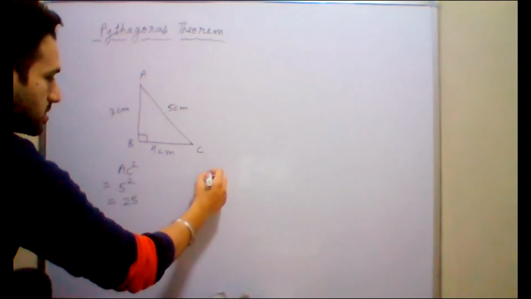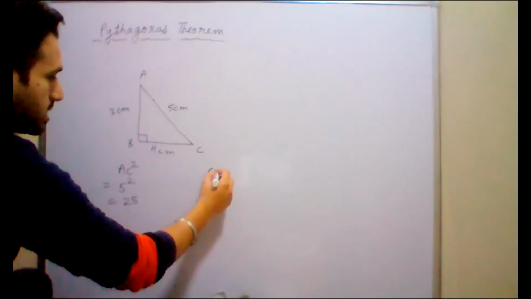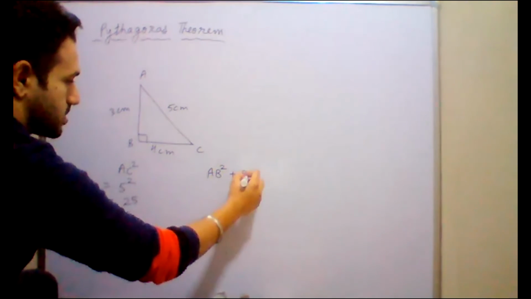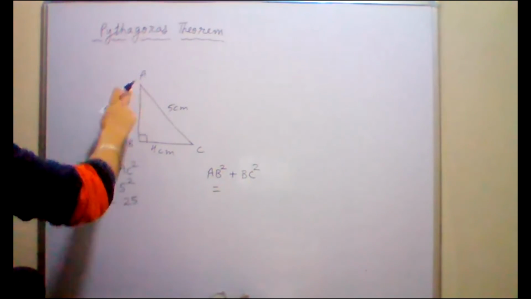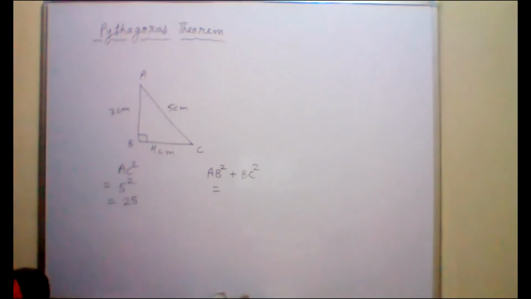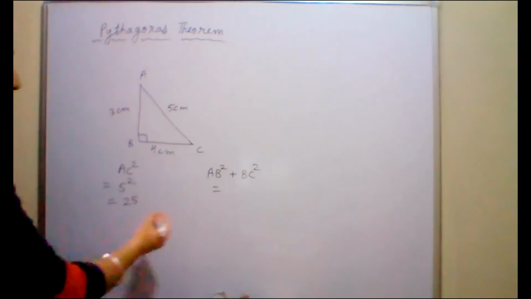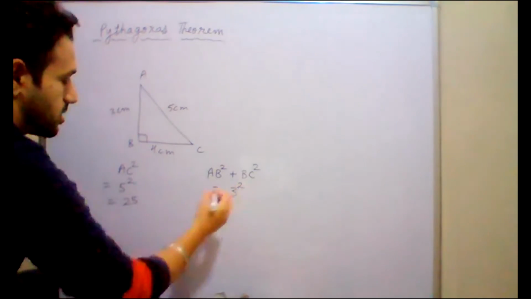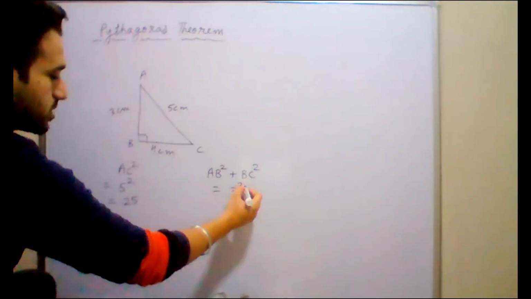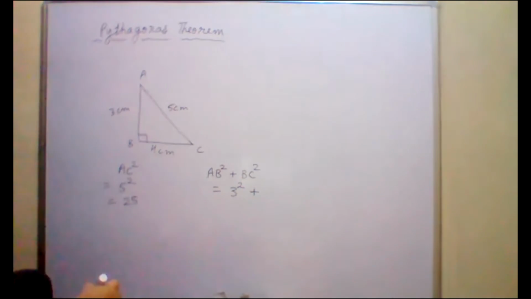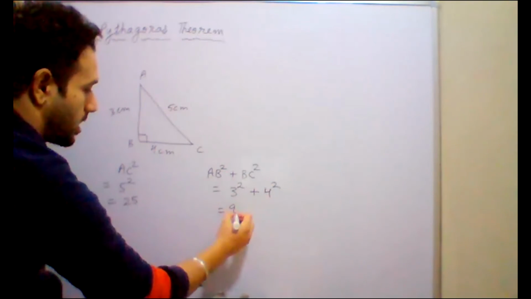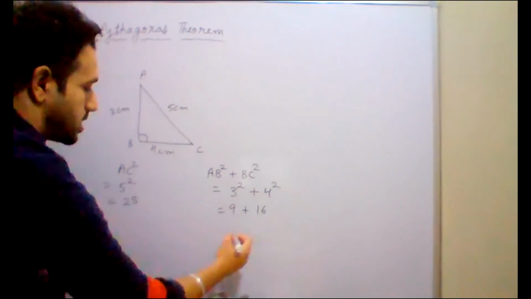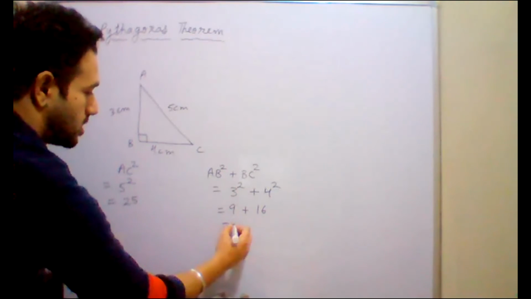Now let's find the sum of the squares of the other two sides. AB square plus BC square करके देखें. What is the length of AB? AB की length कितनी है? अरे AB की length बेटा. Length of AB is 3 centimeter. So 3 square. What is the length of BC? 4. So 4 square. 3 square is equal to 9. 4 square is equal to 16. 9 plus 16 is 25.